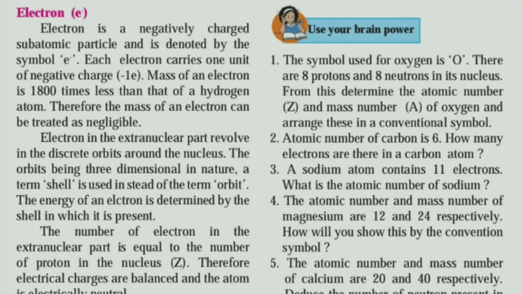Electrons in the extranuclear part revolve in discrete orbits around the nucleus. The orbit being three-dimensional in nature, the term shell is used instead of the term orbit. The energy of an electron is determined by the shell in which it is present. The number of electrons in the extranuclear part is equal to the number of protons in the nucleus, that is Z. Therefore, electric charges are balanced and the atom is electrically neutral.